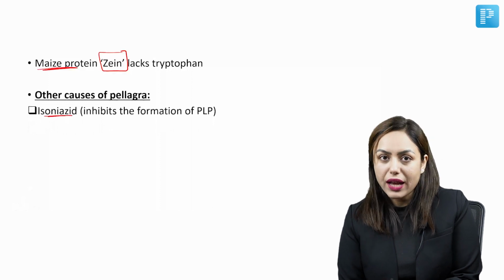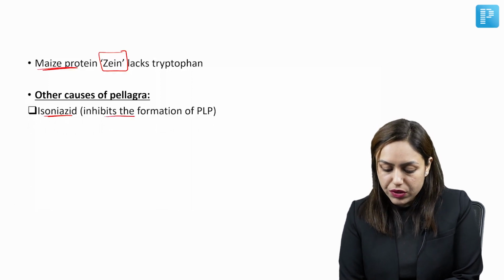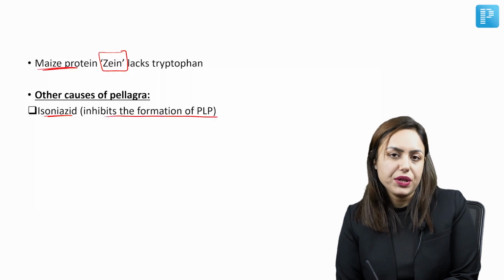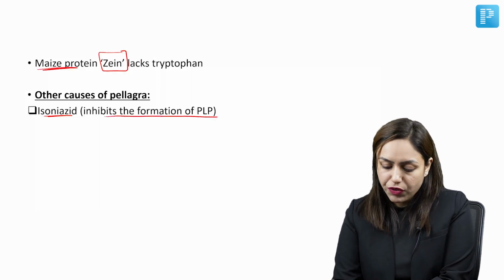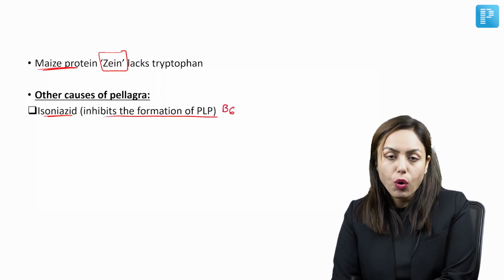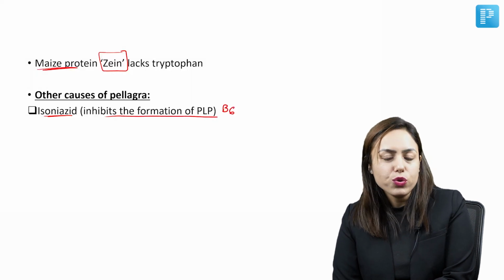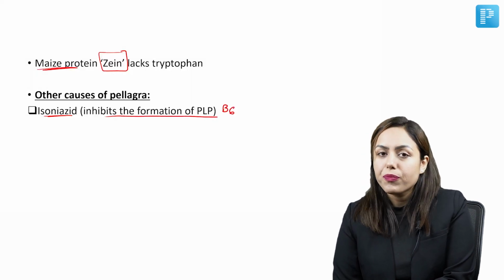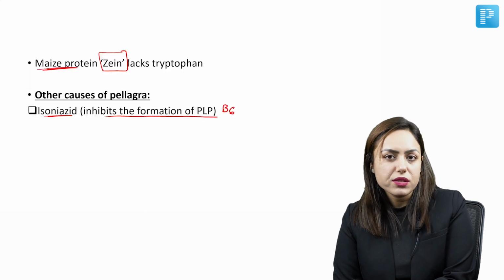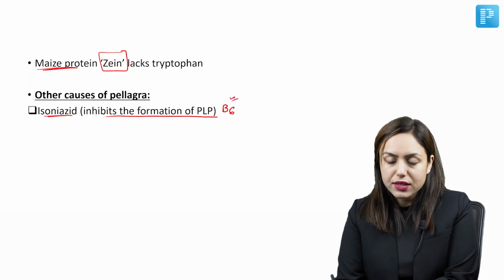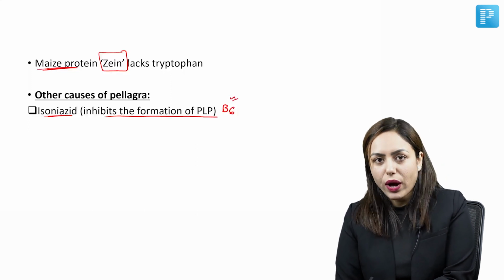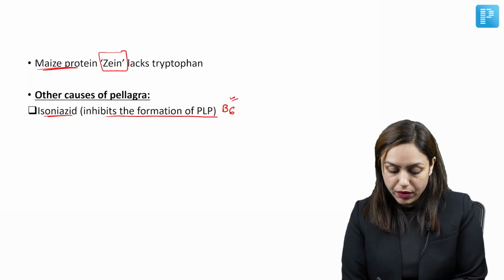Antitubercular drug isoniazid inhibits the formation of PLP, that is pyridoxal phosphate, which is the active form of vitamin B6. I already told you in one of the previous questions that in tryptophan to niacin conversion, vitamin B6 is required. So isoniazid also leads to pellagra.